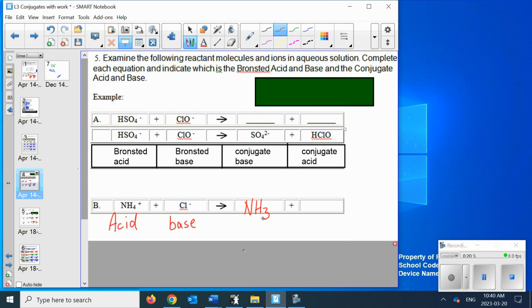It gave the H to the Cl minus. Put that generally on the front when it's instructed to do those. It's HCl, and that's hydrochloric acid. And it does. The H plus makes the negative 1 of Cl minus 0. So I'm putting Cb and Ca, conjugate base, conjugate acid. Okay?